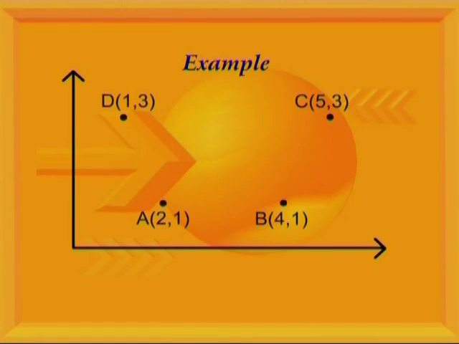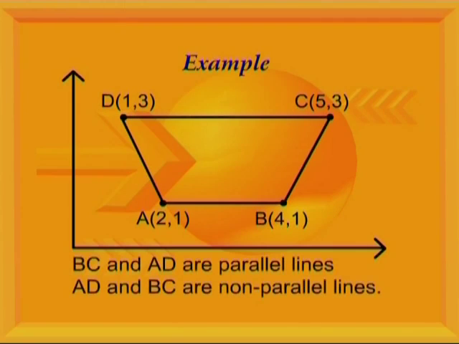We name it A, whose coordinates are (2, 1), B, whose coordinates are (4, 1), C, whose coordinates are (5, 3), and D, whose coordinates are (1, 3). The side AB is parallel to DC, and the other two sides AD and BC are non-parallel. So this figure, as you know, is a trapezium. So we are integrating our function over this region.